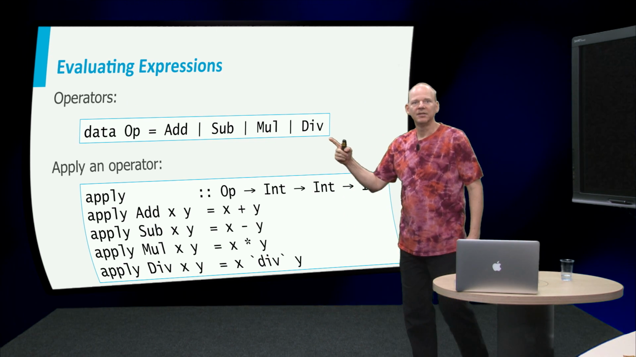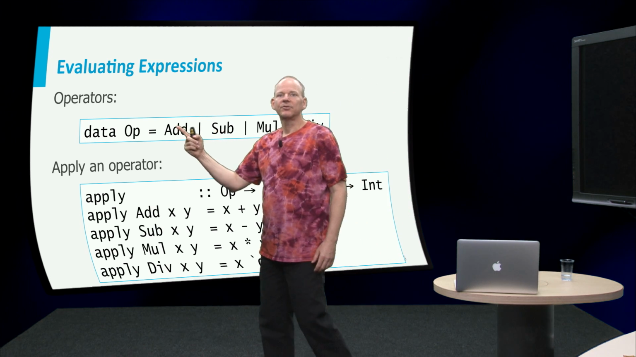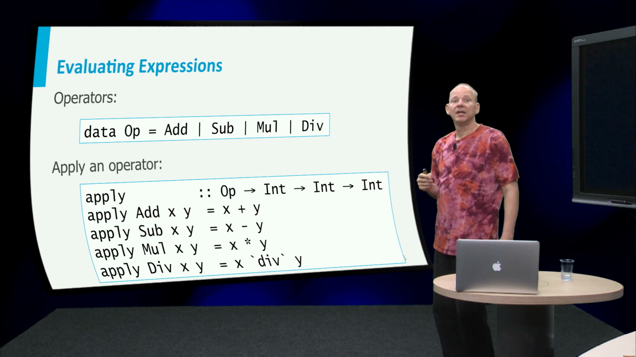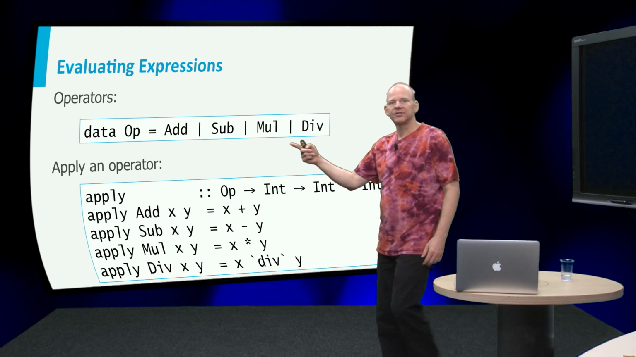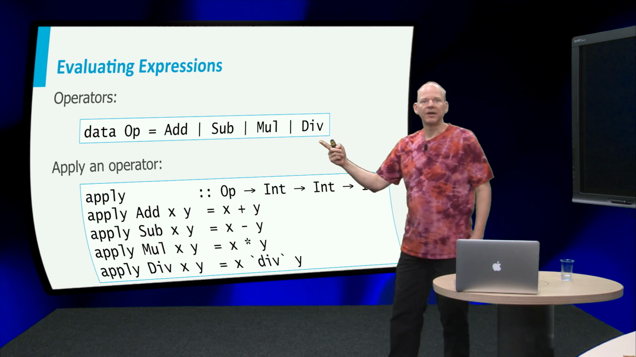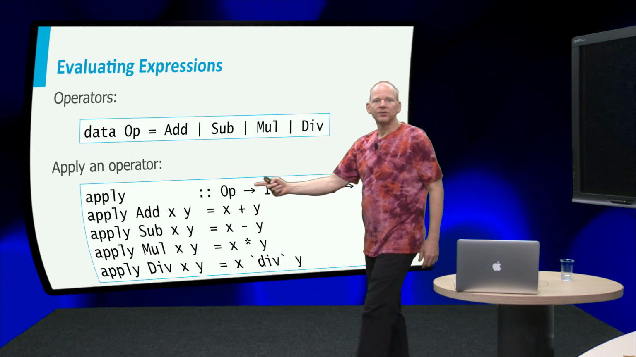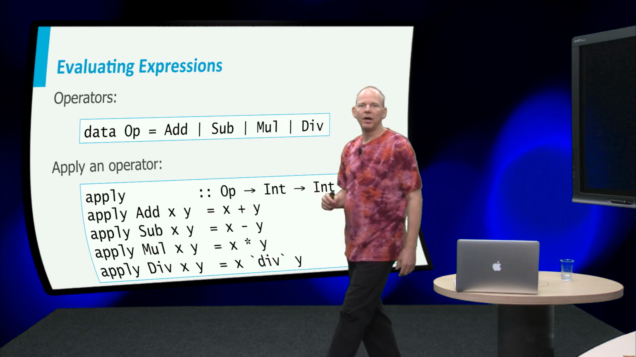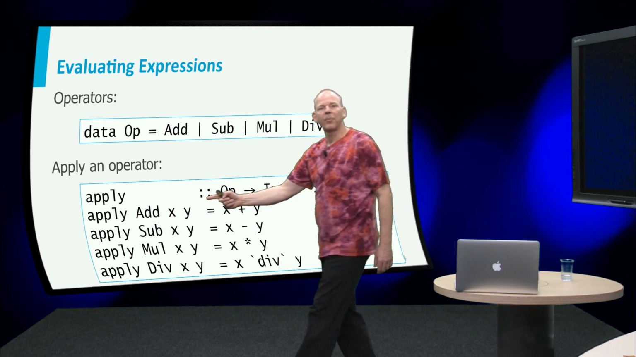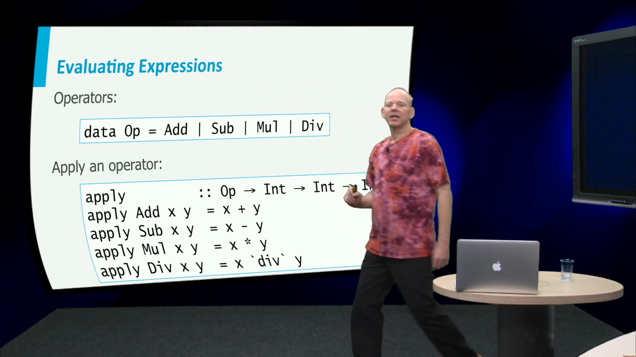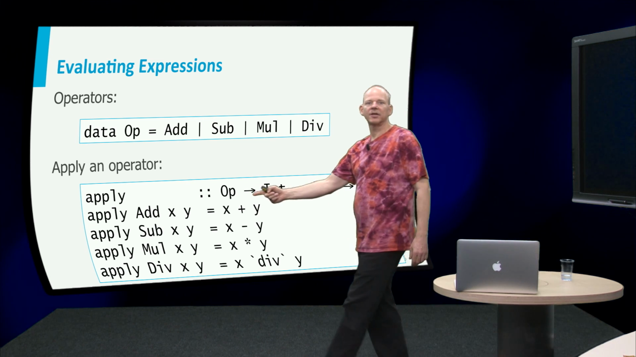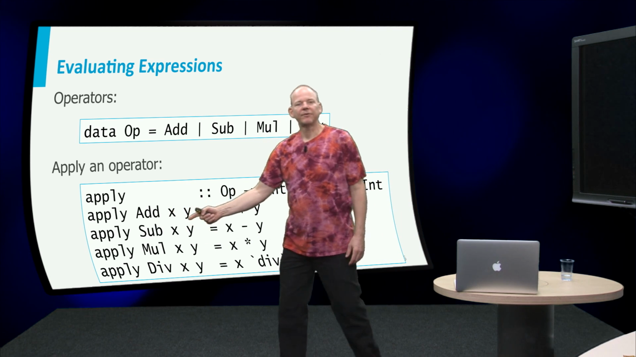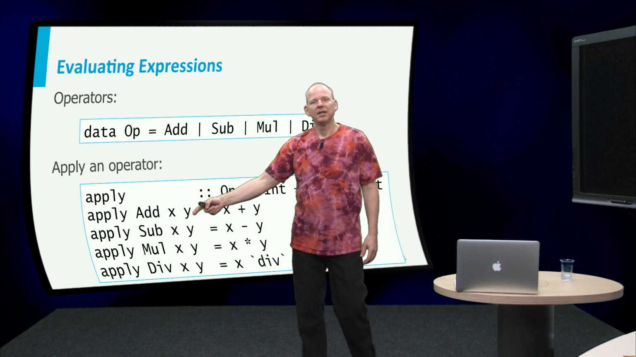Okay, here we go. What we're going to do is define our operators as an algebraic data type. So we have addition, subtraction, multiplication, and division. And we're going to define an evaluation function that takes two numbers and applies the operator. It's straightforward. Whenever you want to add two numbers, you add them. Whenever you want to subtract them, you subtract them, etc.